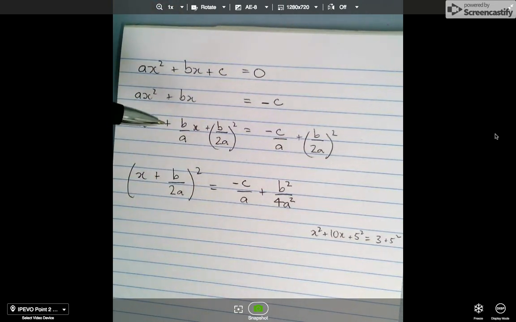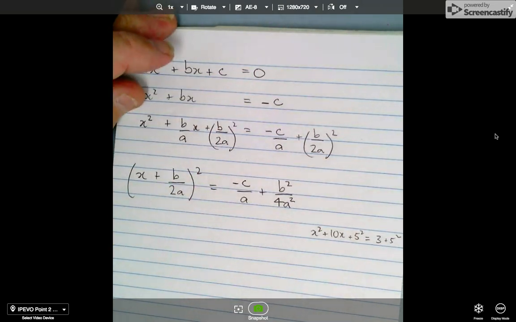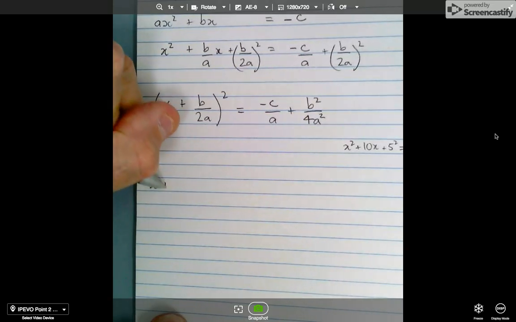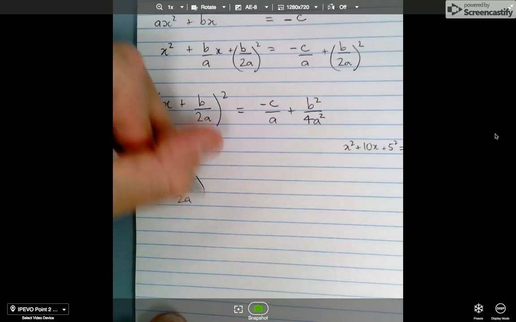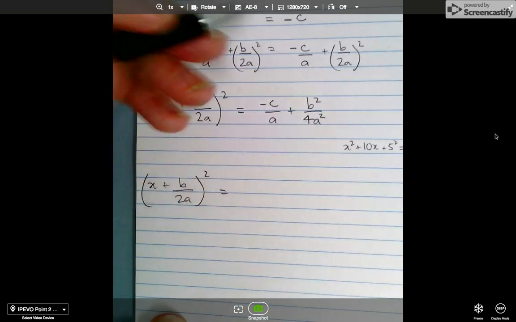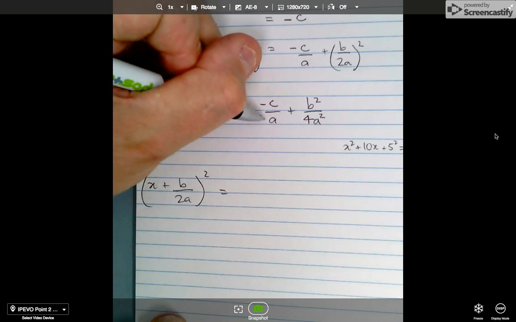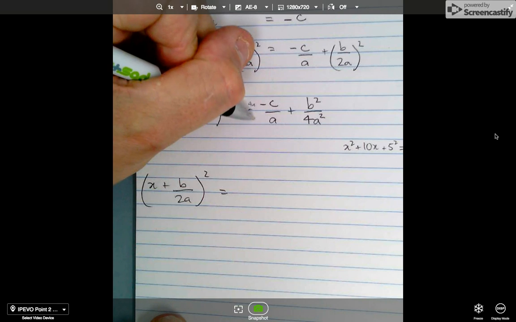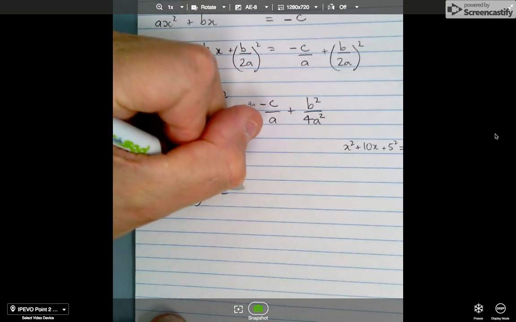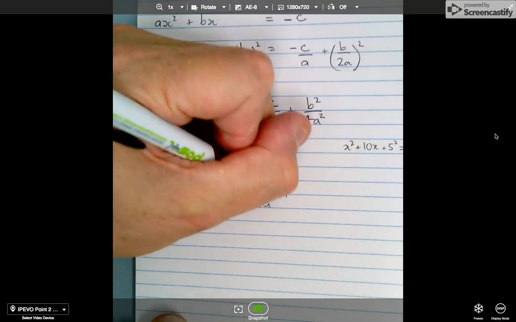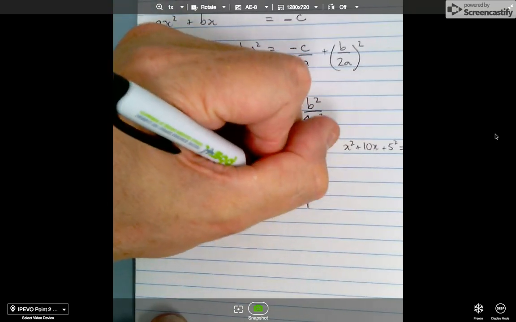Now the next step is to simplify this a little bit. So we get x plus b over 2a all squared; we haven't done anything to that. Equals, let's make a common denominator of 4a squared. We need to multiply this by 4a over 4a, so that gives us minus 4ac over 4a squared plus b squared over 4a squared.